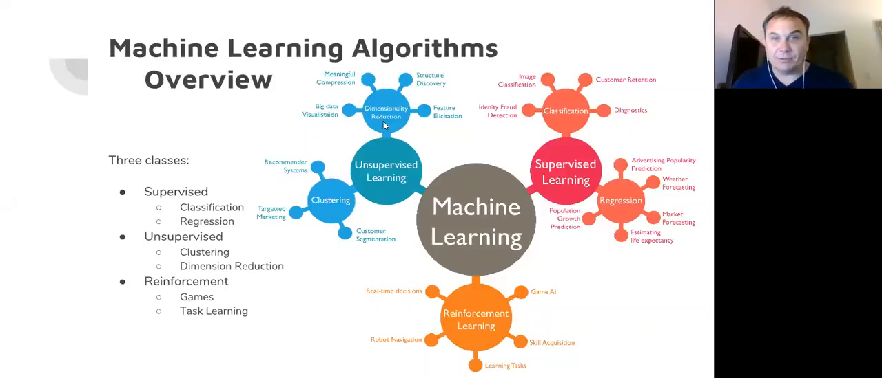So those are some applications of unsupervised learning, where we don't really know where we want to go with this data. We just want the network to simplify it, to come up with groupings.